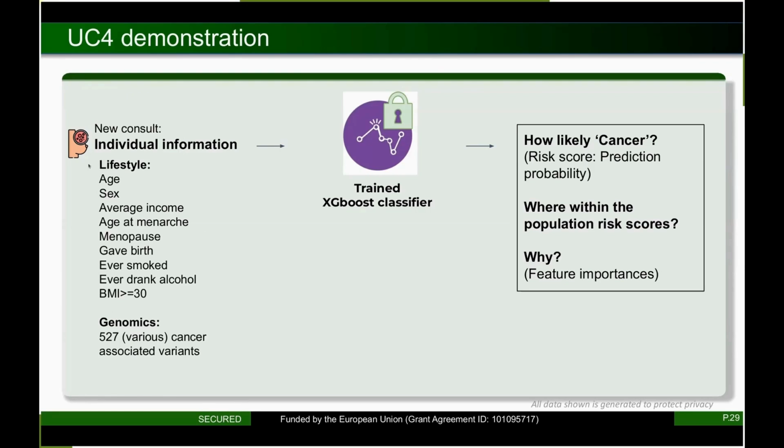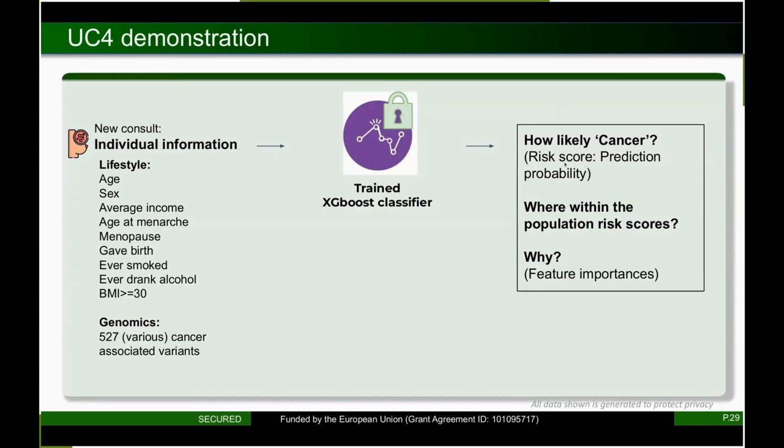We will need to gather the same type of information that we have gathered for the training of the model for this person, so both lifestyle and genomics in this case. We will need to encode it in the exact same way as well. And then using our already trained model from the trained phase, we will input this data there and get the result. So what will the model give us?